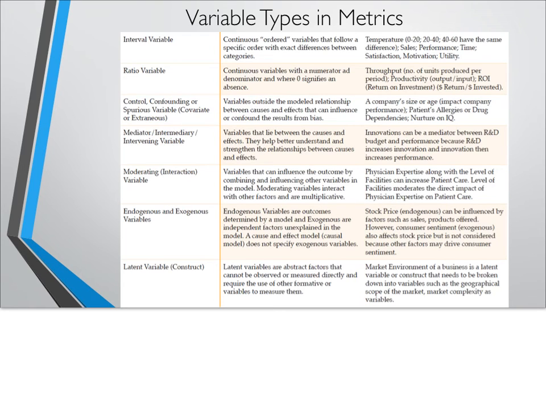Similarly, other metrics are as follows. You've got mediator or intermediary or intervening variable. These are variables that lie between the cause and effects. They help better understand and strengthen the relationship between causes and effects. So innovations can be a mediator between R&D budget and performance because R&D increases innovation and innovation then increases performance. So this sits in the between.